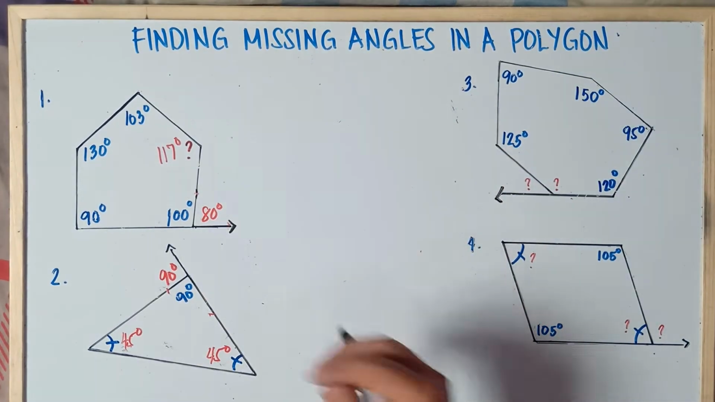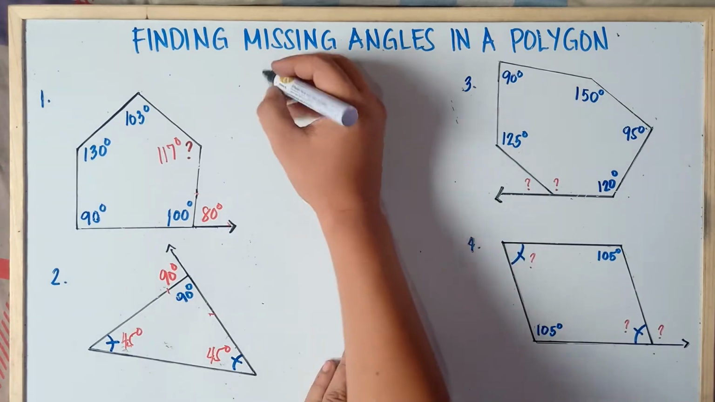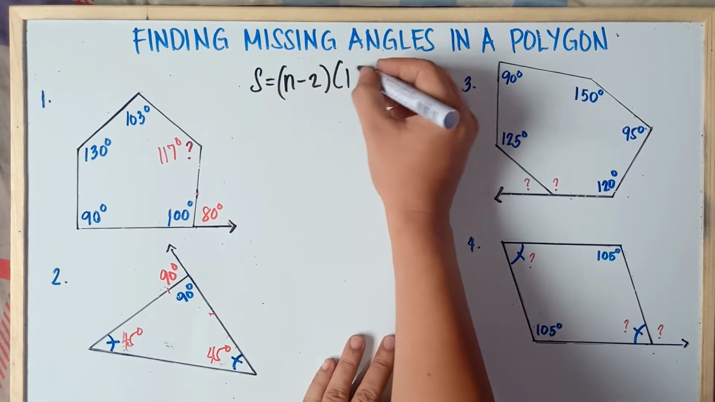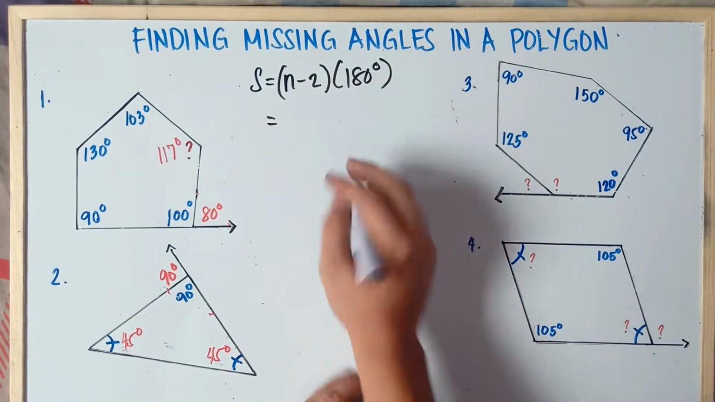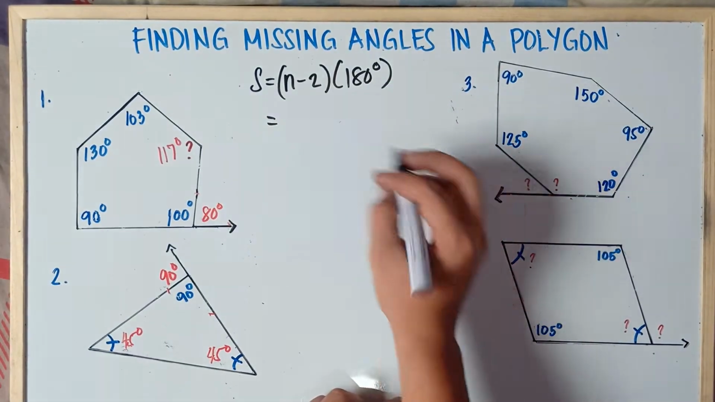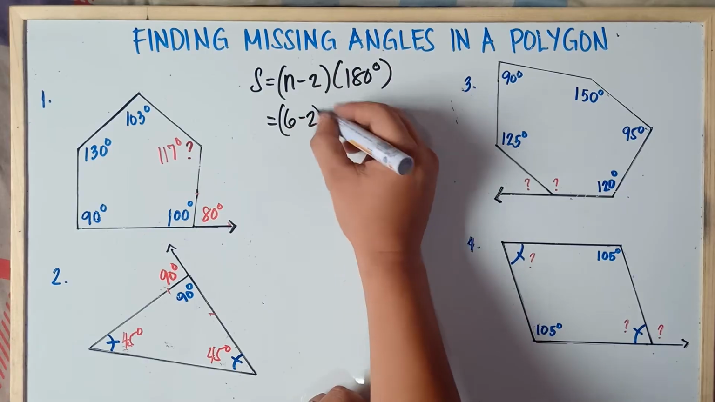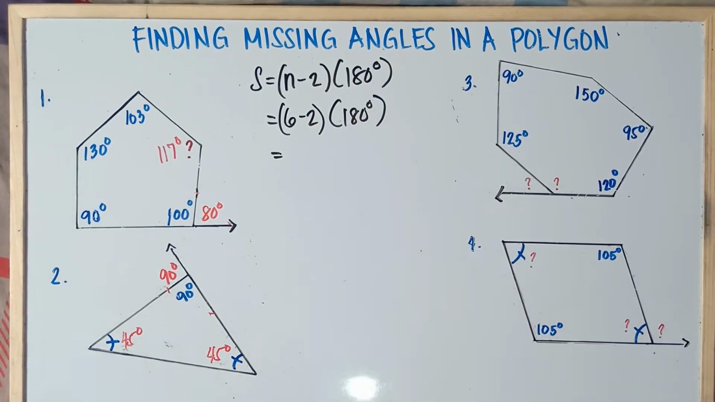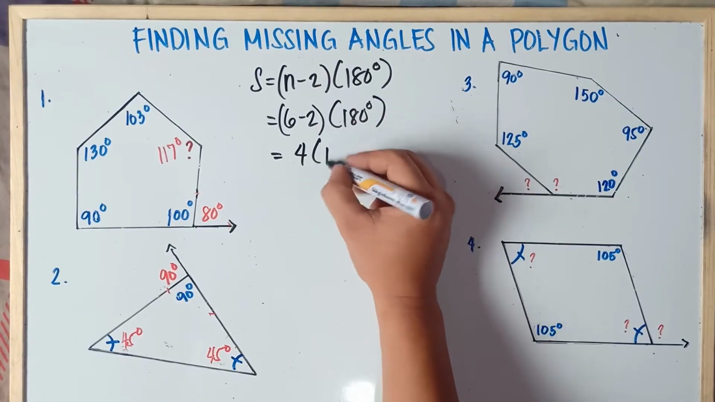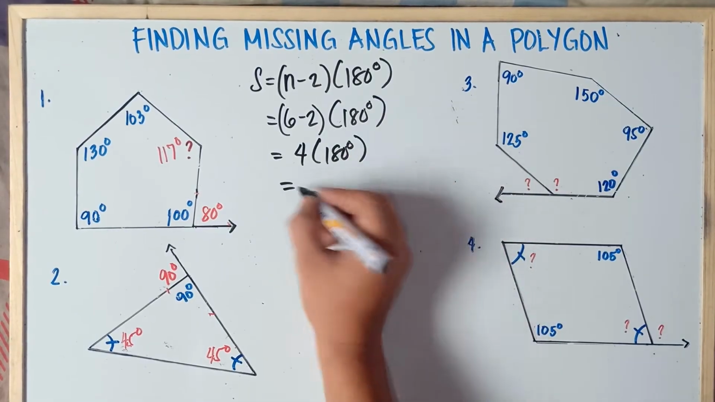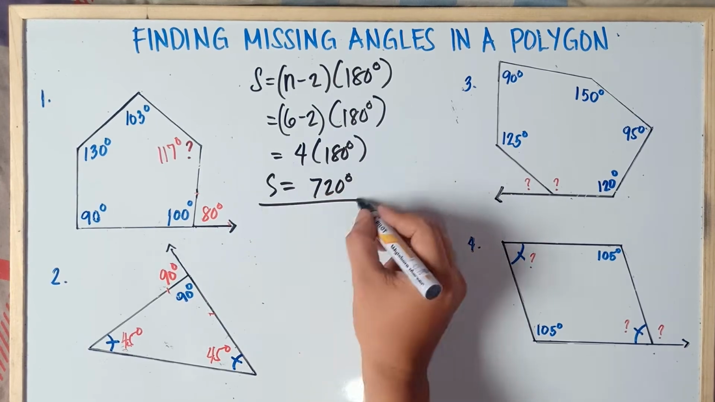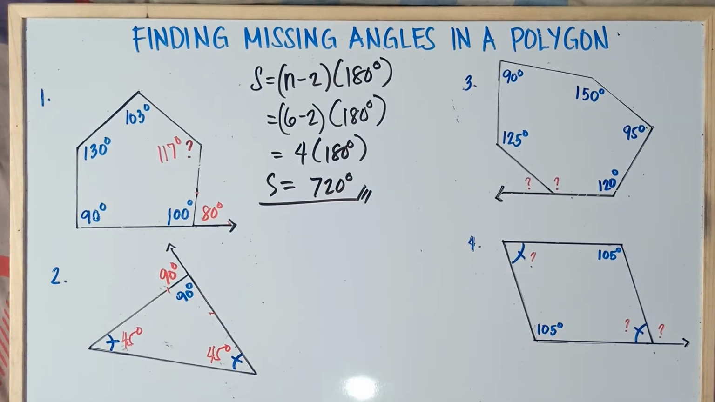Alright, so to find the sum of interior angles, use this formula. S equals n minus 2 times 180 degrees. So n represents the sides, we have 6 sides. So 6 minus 2 times 180 degrees. So 6 minus 2, that's 4. 4 times 180 degrees, of course, that would be 720 degrees. Alright, so therefore the sum is 720 degrees.